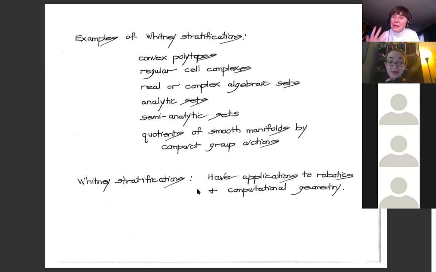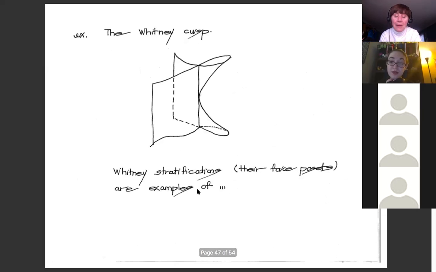Okay, and then these things occur actually everywhere, Whitney stratifications. It's sort of shocking when you start realizing this. What's interesting is that they actually do have applications to robotics and computational geometry. So these are things we really should be studying. And let me give you an example of what it means to have a nice stratification, where the link has to be well defined.